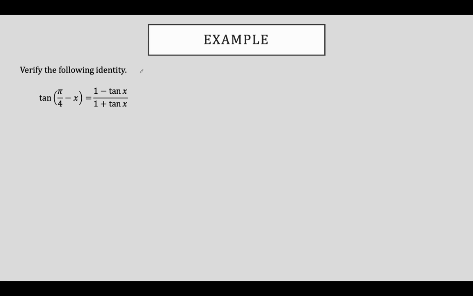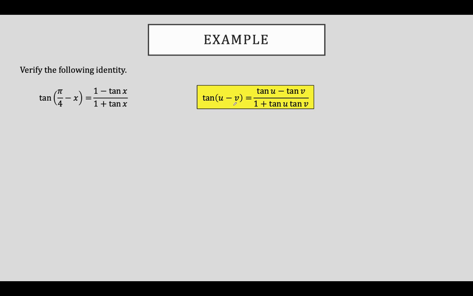Verify the following identity means make the left-hand side equal the right-hand side. We don't want to touch the right-hand side. Let's work with the left-hand side only. Well, we notice that we have a difference. We have subtraction inside of our tangent function. And that tips us off that maybe we want to use our difference formula for tangent.